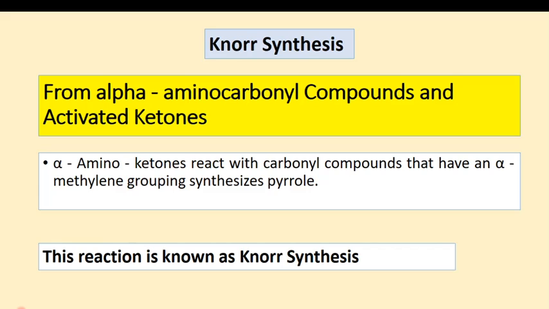From alpha amino carbonyl compounds and activated ketones. So this new synthesis is carried out in presence of alpha amino carbonyl compound and activated ketones. So alpha amino ketones react with carbonyl compounds that have an alpha methylene group in synthesizing pyrrole. So this reaction is known as the Knorr pyrrole synthesis.